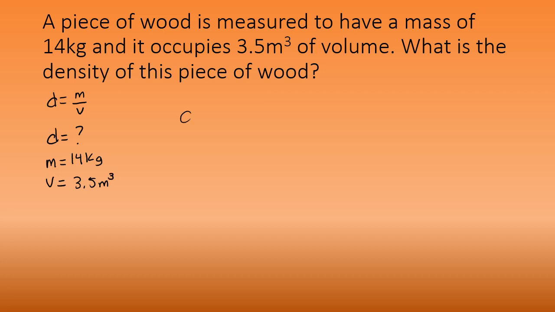We rewrite our density formula. Density equals the mass, 14 kilograms, divided by the volume, 3.5 meters cubed. And so if we input 14 divided by 3.5 in our calculator, we find out that this piece of wood has a density of 4 kilograms per meters cubed.